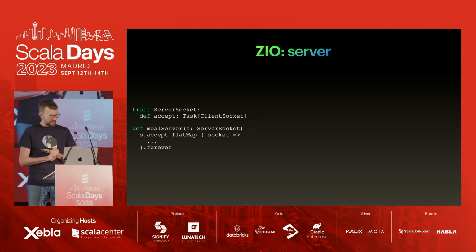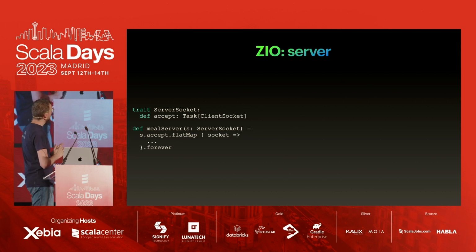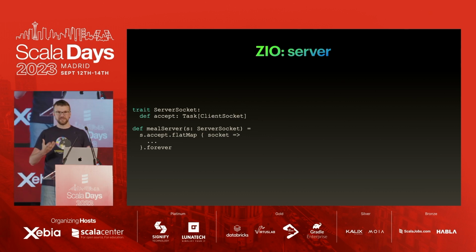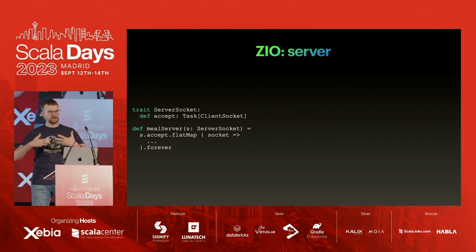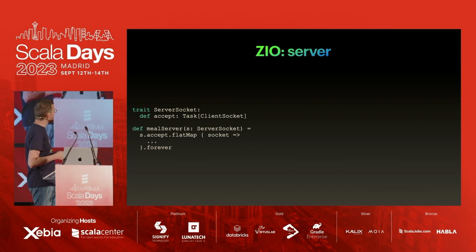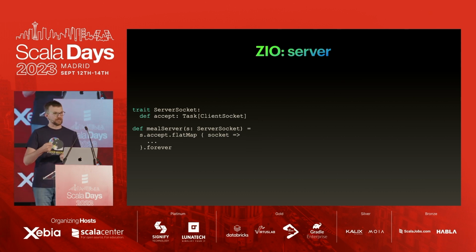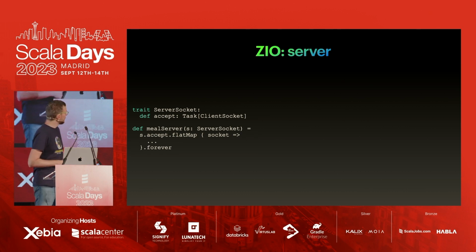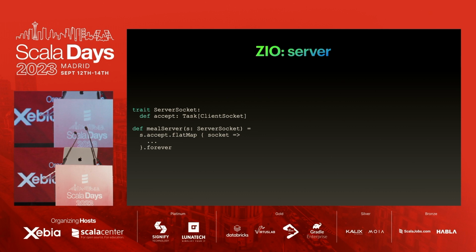We've got the server socket. The server socket has a single accept method, right? And the accept method returns a task. A task is a ZIO data structure which describes the process that needs to happen in order to actually accept a client connection, right? And in our server, we assume that the server socket is bound. So what we do is we first accept a connection from the client, right? And then once we have a client socket connected, the socket over here, that's the client socket that's connected.